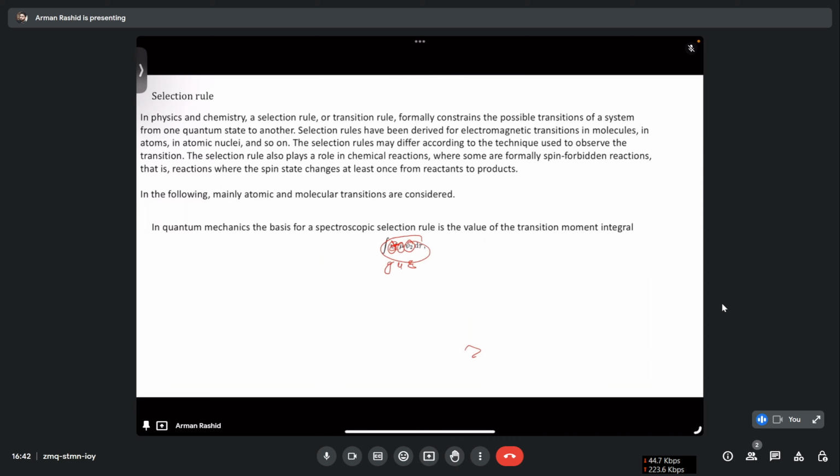Mu will be different for different spectroscopic transitions, and on that basis we can determine the transition dipole moment integral. The easiest way is to derive it from the symmetry rules, or symmetry selection rules. From the symmetry rules, we assign the symmetry corresponding to psi 1, mu, and psi 2 d tau, and from that we determine the integral and see whether a particular transition is allowed or forbidden.